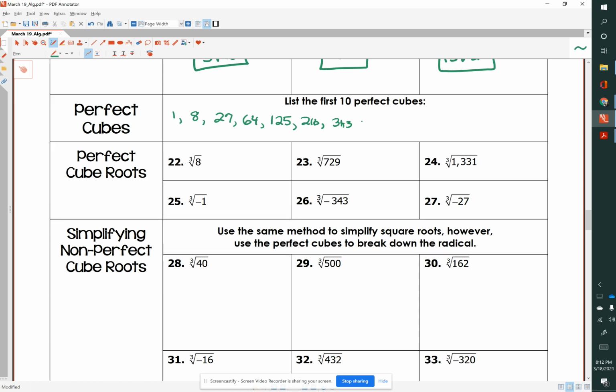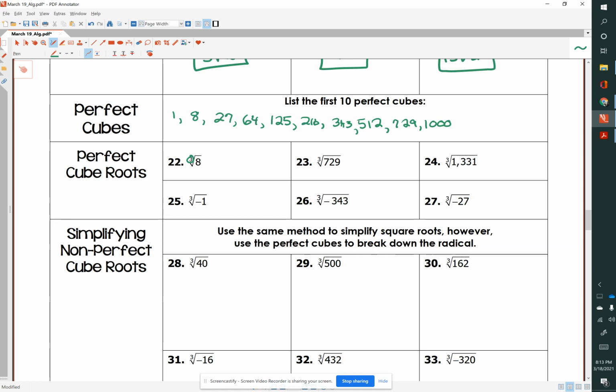8 times 8 times 8 is 512. 9 times 9 times 9 is 729. And 10 times 10 times 10 is 1,000. 10 times 10 is 100, and 100 times 10 is 1,000. So when we notate the perfect cube root, we have to use an index of 3. The only time we don't have to write the index is for the square root, which has an index of 2.